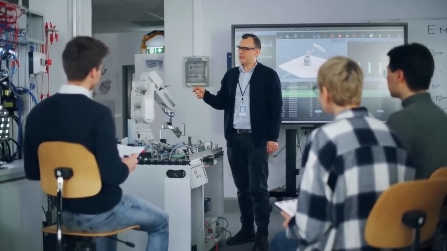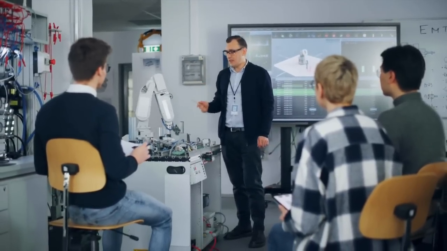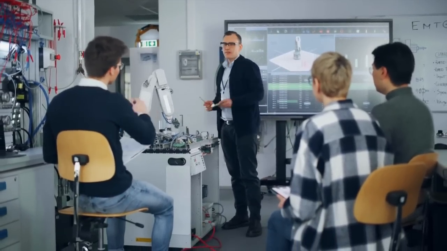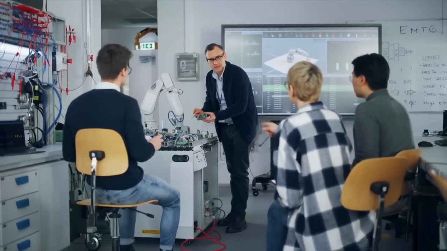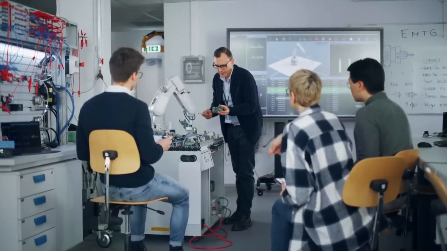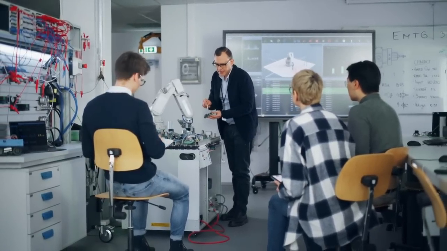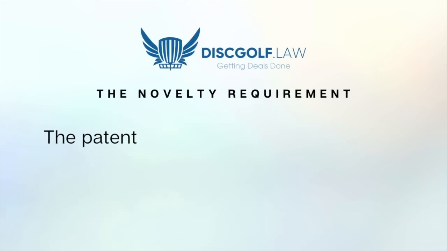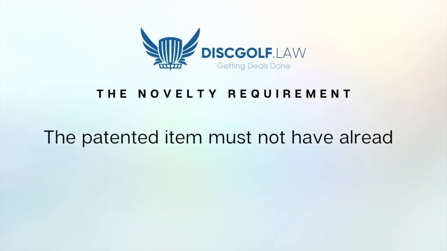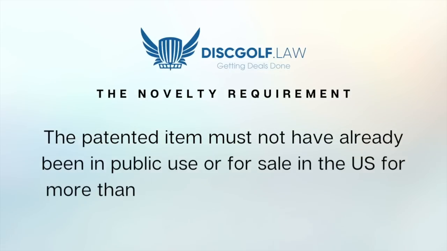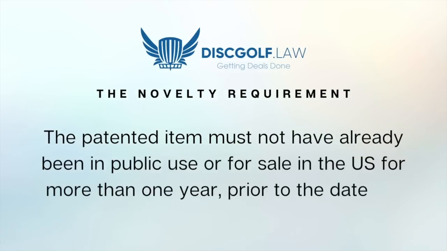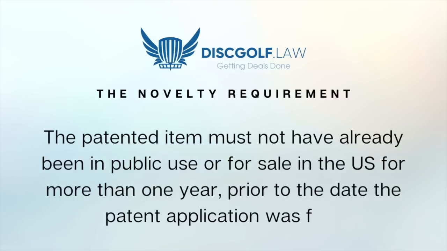Another element of patentability is what we call novelty. In other words, it must be new. The novelty requirement means that the invention was not known or used by others. The statutory bar requires that the patented item must not have already been in public use or for sale in the US for more than 1 year prior to the date that the patent application was filed.